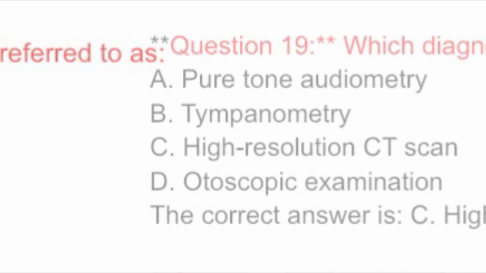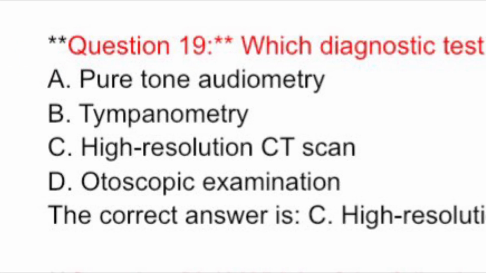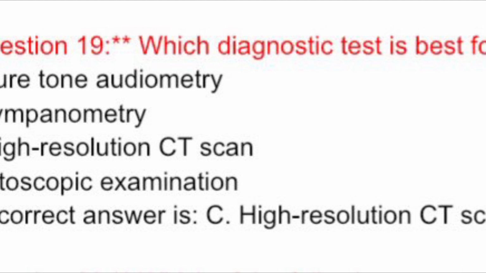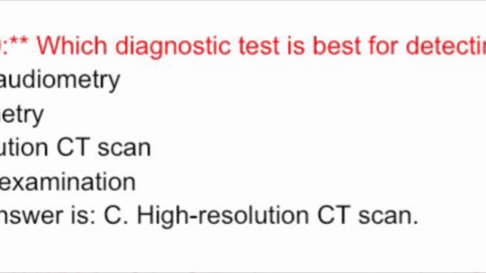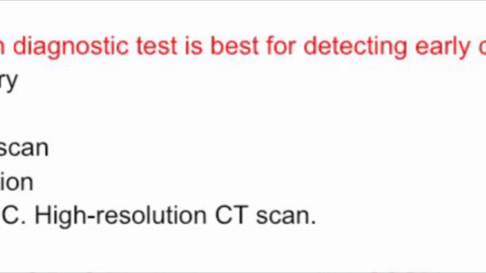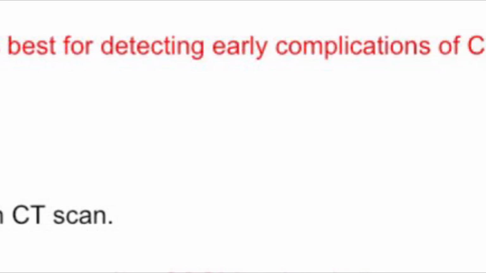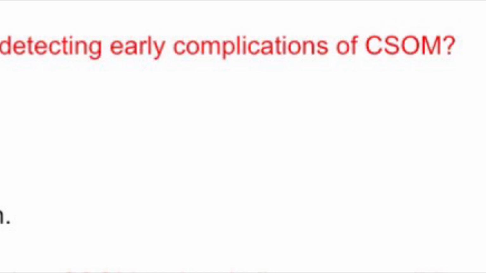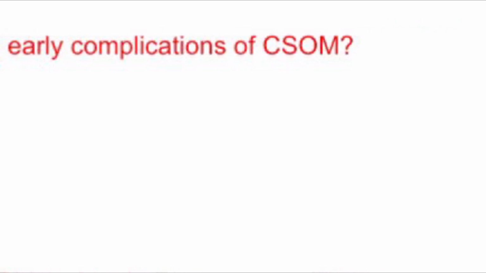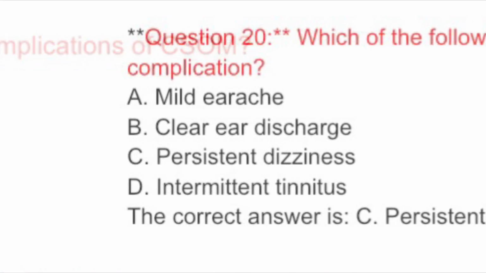Sinus thrombosis. Question 19. Which diagnostic test is best for detecting early complications of CSOM? A. Pure tone audiometry. B. Tympanometry. C. High-resolution CT scan. D. Otoscopic examination. The correct answer is C. High-resolution CT scan.